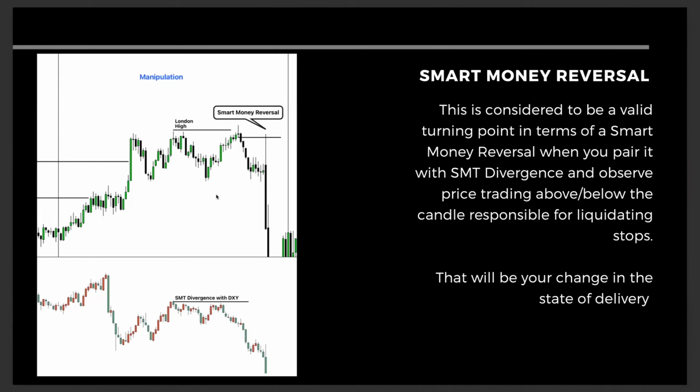Now you can say, Sean, shouldn't price go into the rejection block? Yes. Go and check the various time frames. You'll see that price mitigated either in order block or the rejection block. To make things easier, we use the fair value gap. Okay. And you can see there is an SMT divergence with the dollar index.